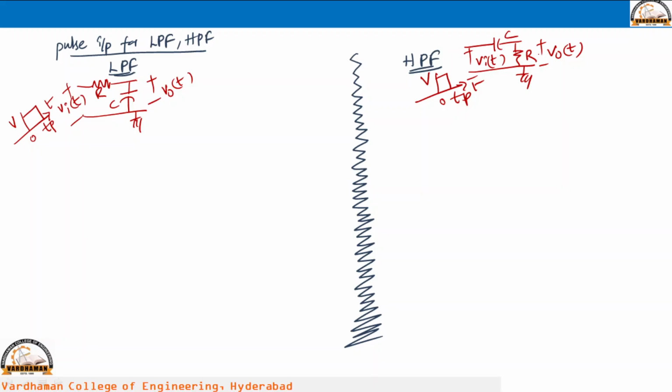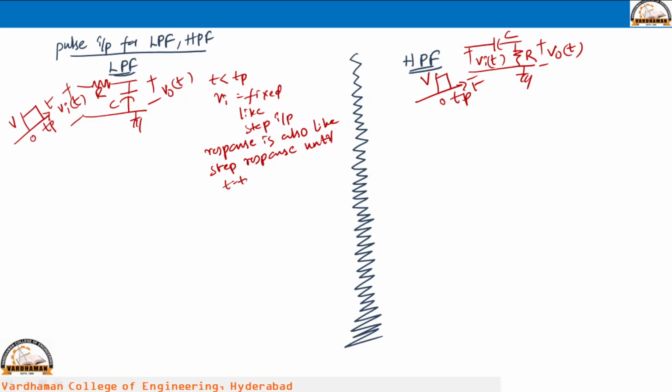Okay. So, how to write regarding this particular concept, in the sense in the examination we have to say when t is less than Tp, the input is fixed, like a step input. So, the response is also like the step response only, until t is equal to Tp. This is valid for the high pass filter also.